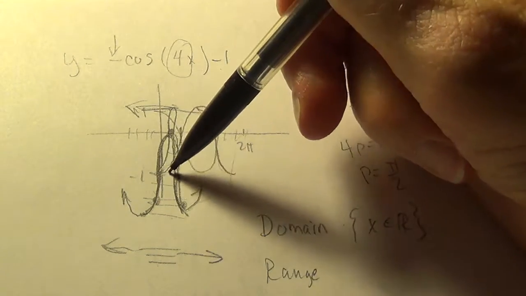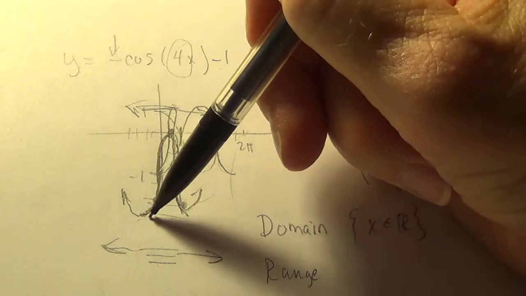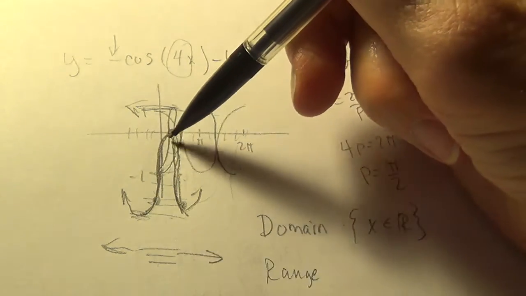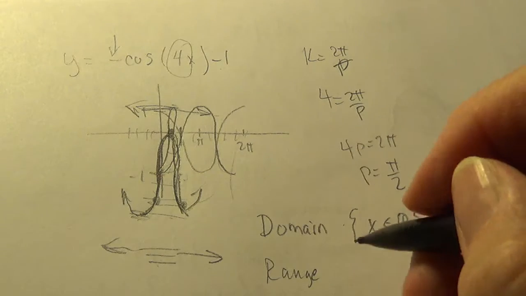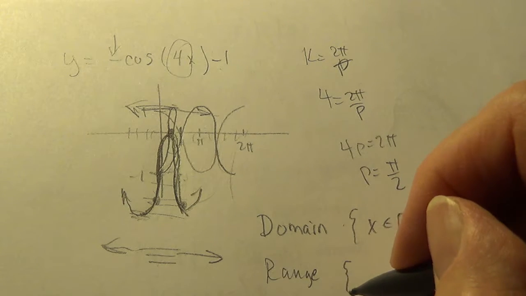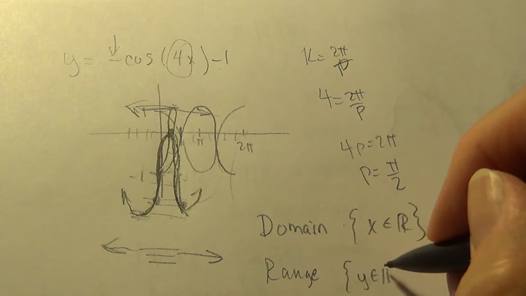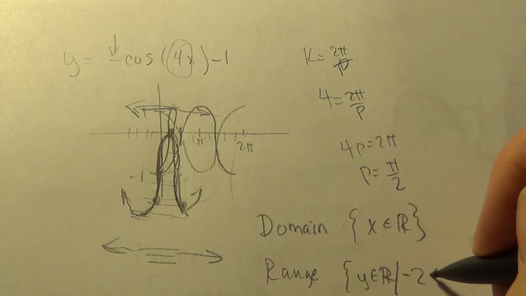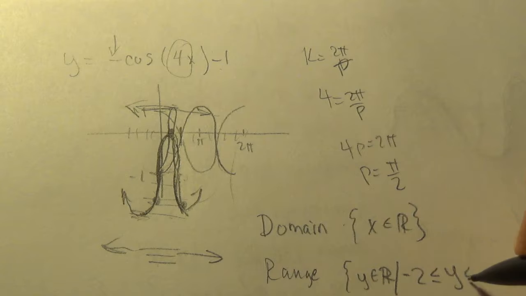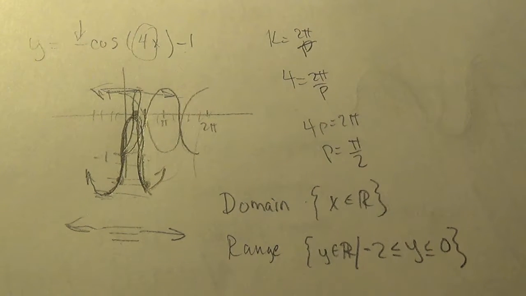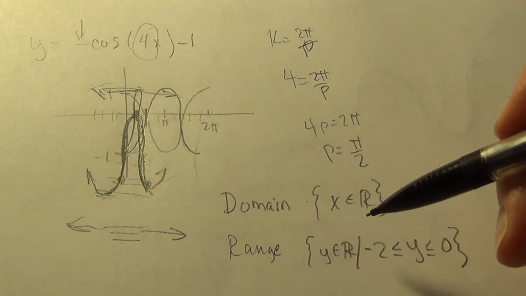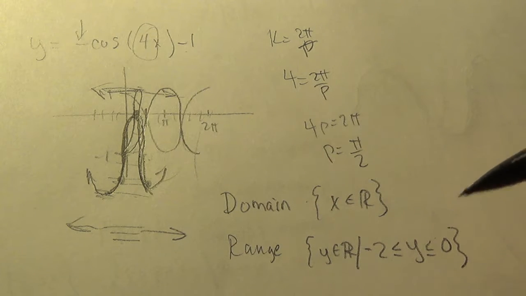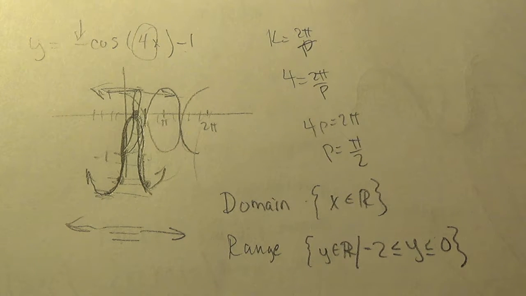So which values for y will connect to this graph? Since we moved everything down, this is down to minus 2, and this is at 0. So we have y is an element of the reals such that minus 2 is less than or equal to y, which is less than or equal to 0. You can say that in plain language: all reals between minus 2 and 0 are the members of the range.